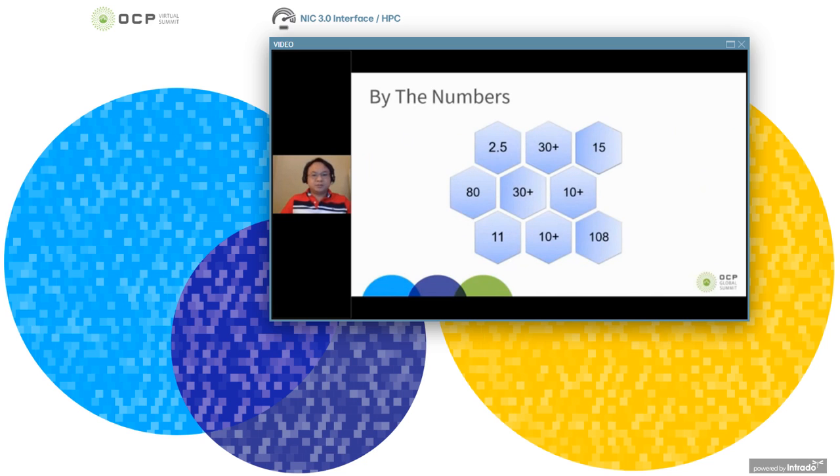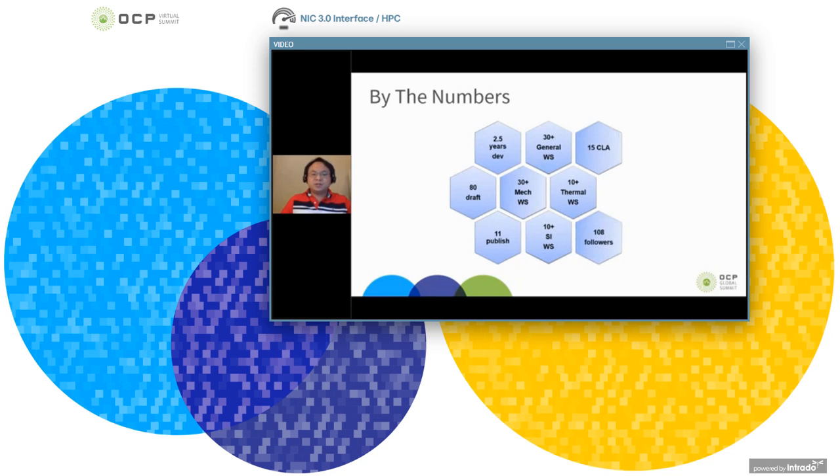Let's start by the numbers. Do you know what they are? We spent 2.5 years developing NIC 3.0 with over 80 drafts in circulation with the CLA members for review and feedback. With that, we published 11 revisions into the public wiki for everyone's consumption. 30s and 10s. We have more than 30 general working sessions, 30 mechanical working sessions, more than 10 thermal and more than 10 signal integrity working sessions.